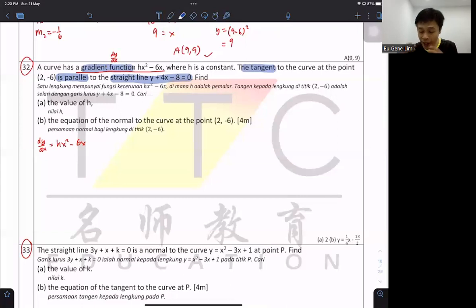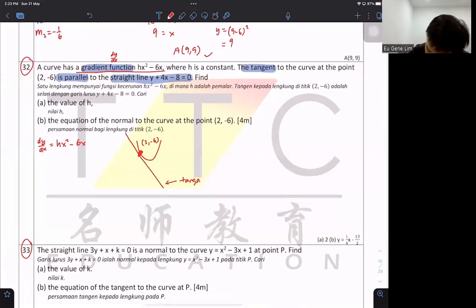So we try to draw. First, you have a curve. I don't know the equation of the curve because the question never gives it. But we know dy dx, which is this one the question gives. Then there is a point. I always draw the same pattern. The point is 2, -6. Then you have a line, the tangent, like that.